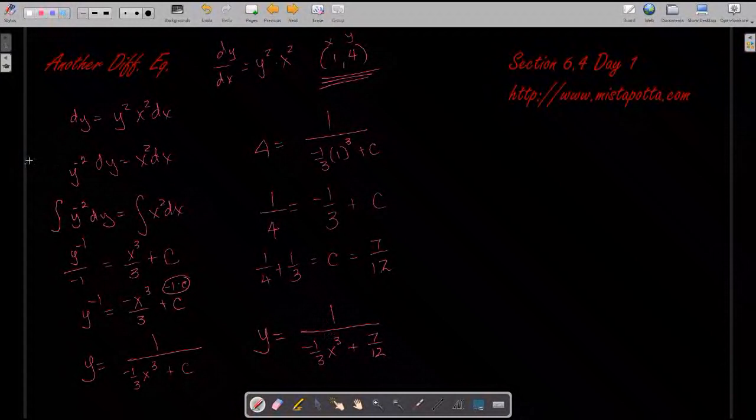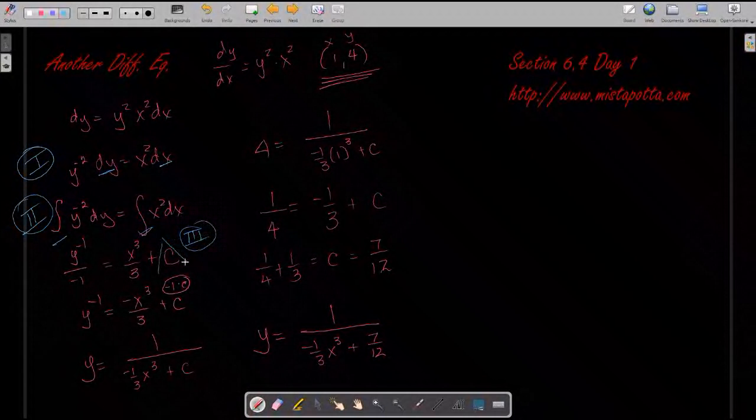Step 1 is separating our differential. We had dy and dx, and getting all the like variables on opposite sides. Step 2 was to get rid of the differentials by integrating both sides. And when I do that, I end up with a constant of integration, which I want to put on the independent variable side.